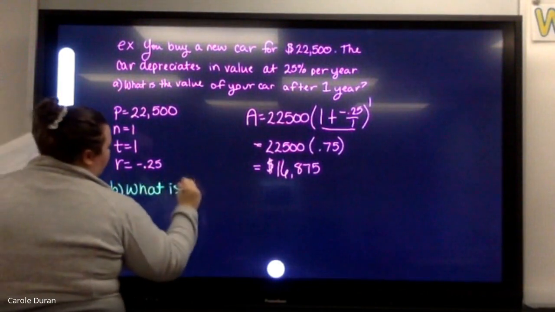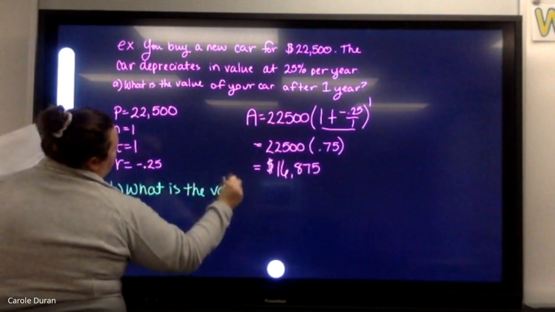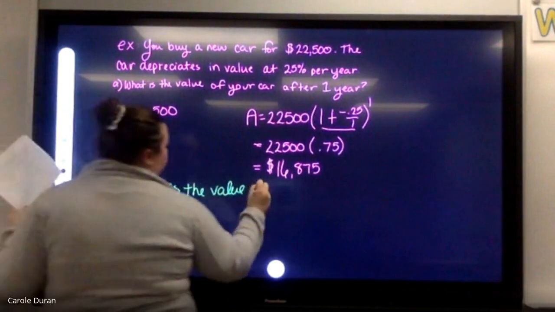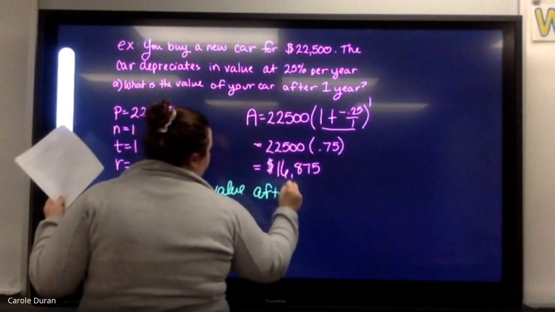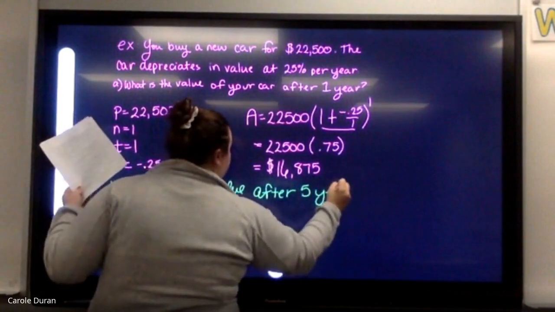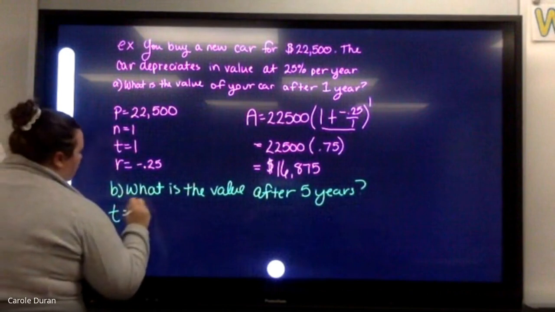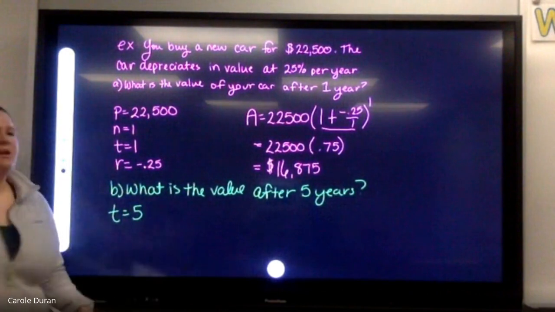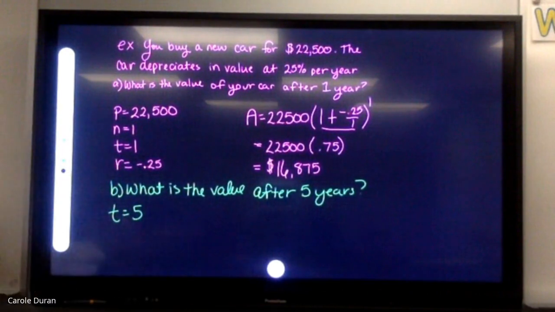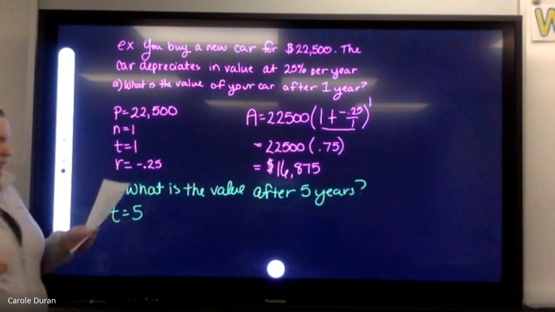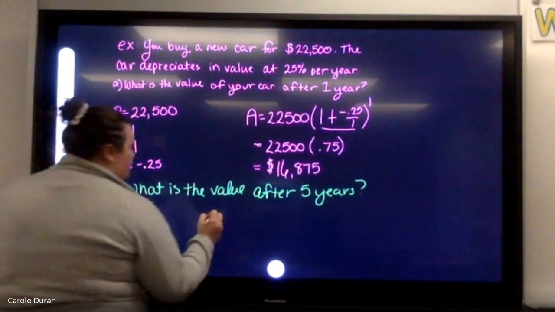5,339.4. The only thing we're plugging in that's different is that our T value is 5 now, not 1, because I want to know after 5 years how much it's worth. And it should come out to $5,339.36.